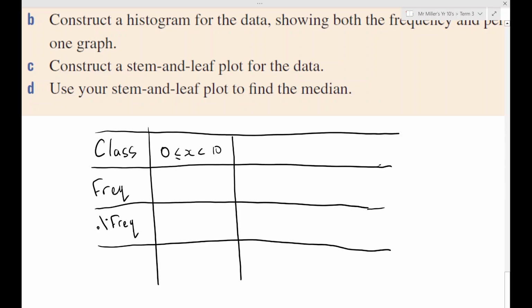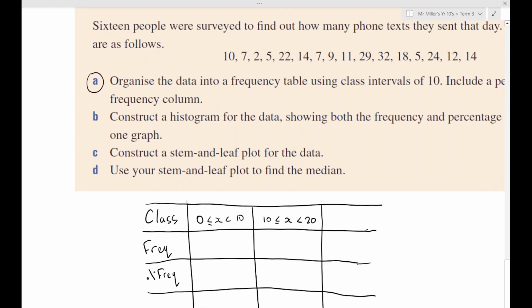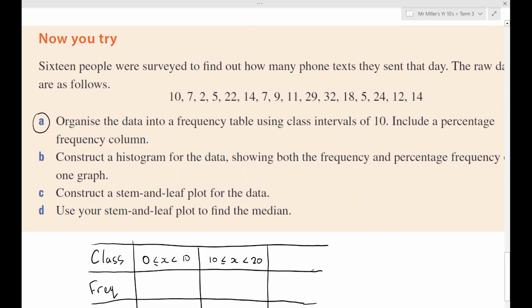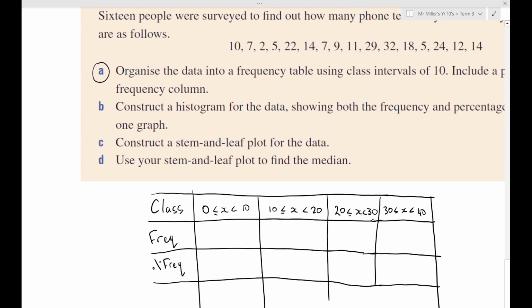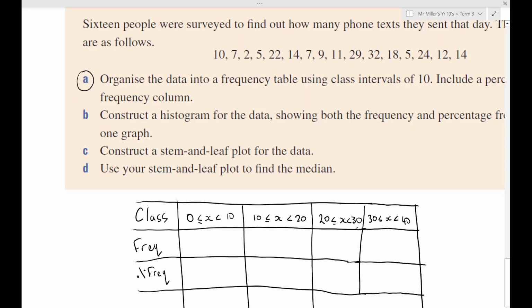Well, my second interval has got to be 10 to 20. This is my second interval of 10. And so on. Let's see how high I'm going to have to go. The largest number I can spot right now appears to be 32. So that means I'm going to have to go all the way up to an interval of 30 to 40. So I need one more. 30 to 40.